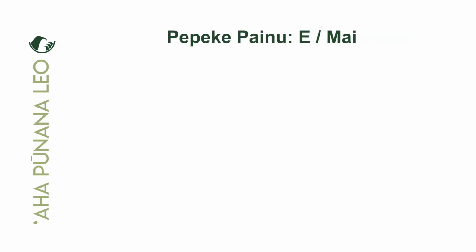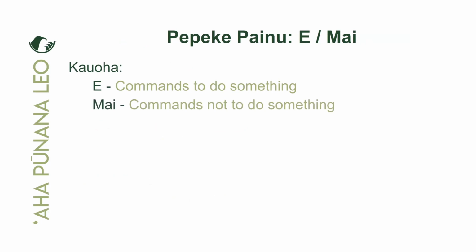E hoʻomau nō. All right, pepeke painu e, mai. All right, this is, if you remember, the kawoha, right? The giving of a command or a suggestion. And again, the e commands to do something, and the word mai commands not to do something. All right, so e, do something, mai, do not do something.